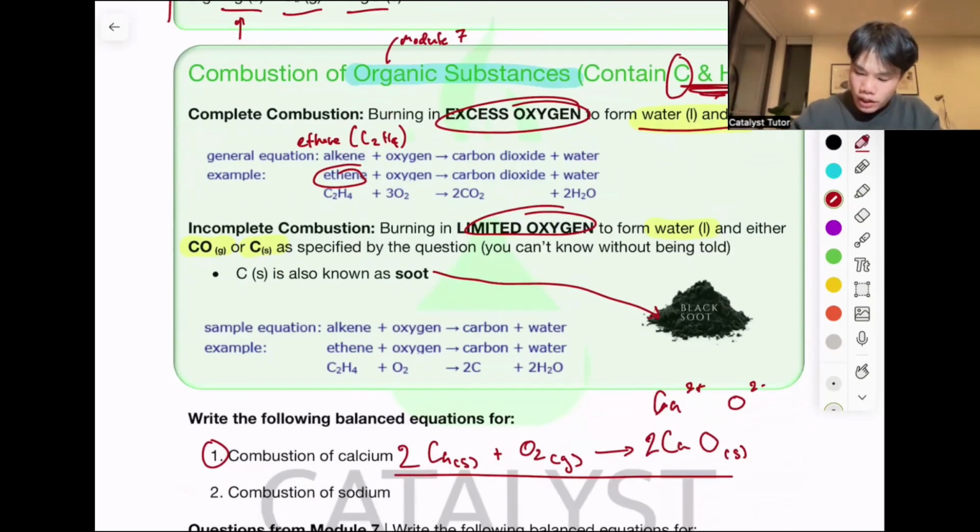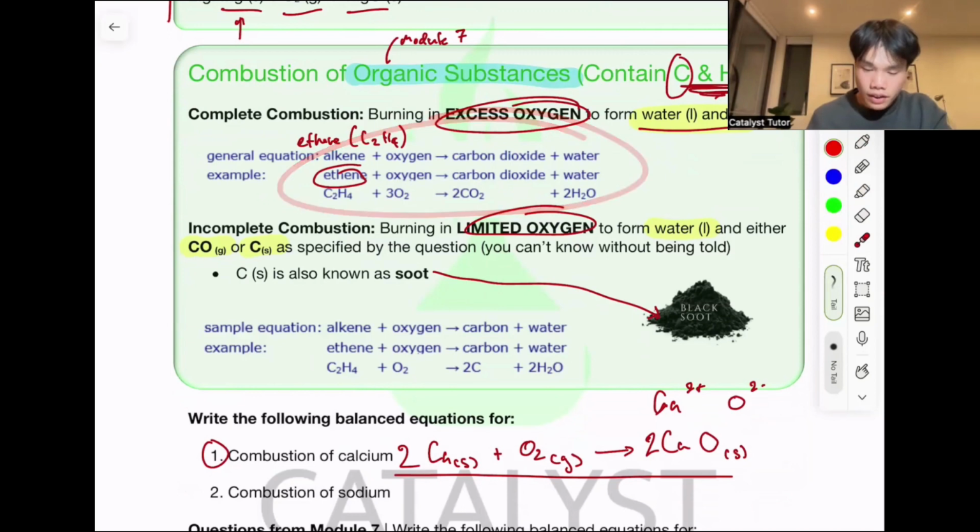So then looking at the equations for complete combustion, we can see that C2H4 reacts with O2, you get CO2 and H2O, and you get carbon solid and water in the bottom case. How do we know if it's either carbon monoxide or carbon solid? Great question, and the answer is they'll tell you. They cannot possibly give you an incomplete combustion without telling you which of those two you form.